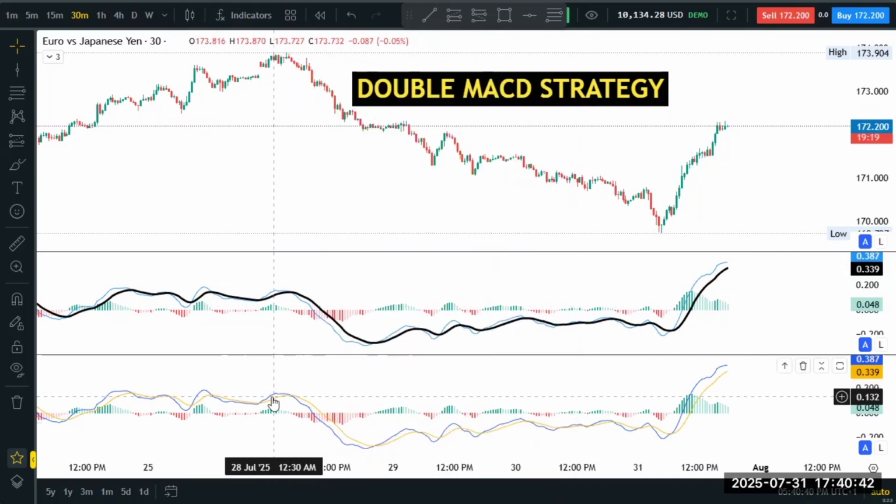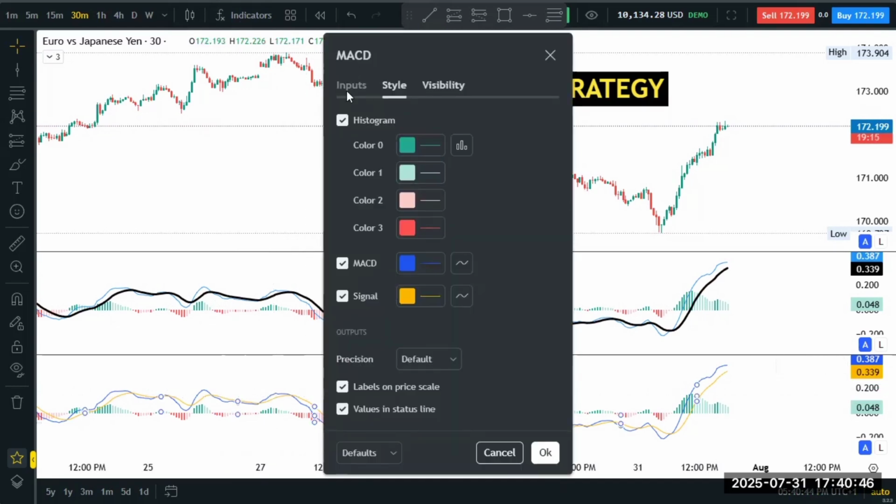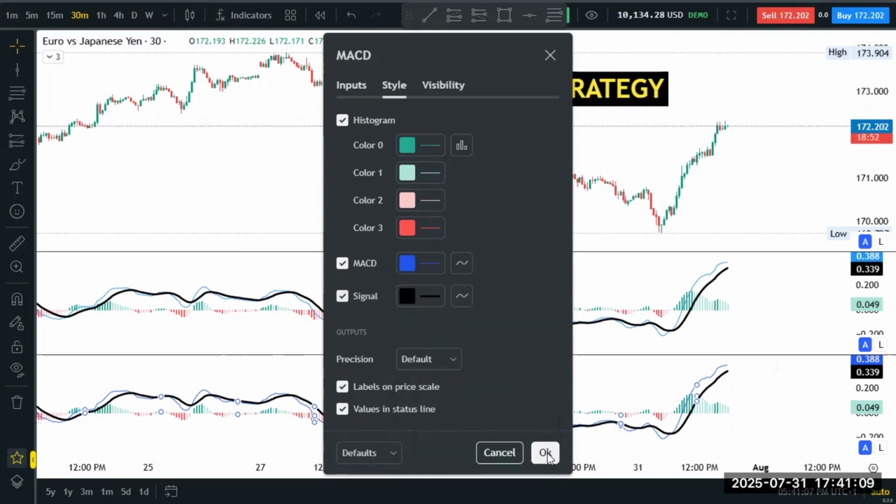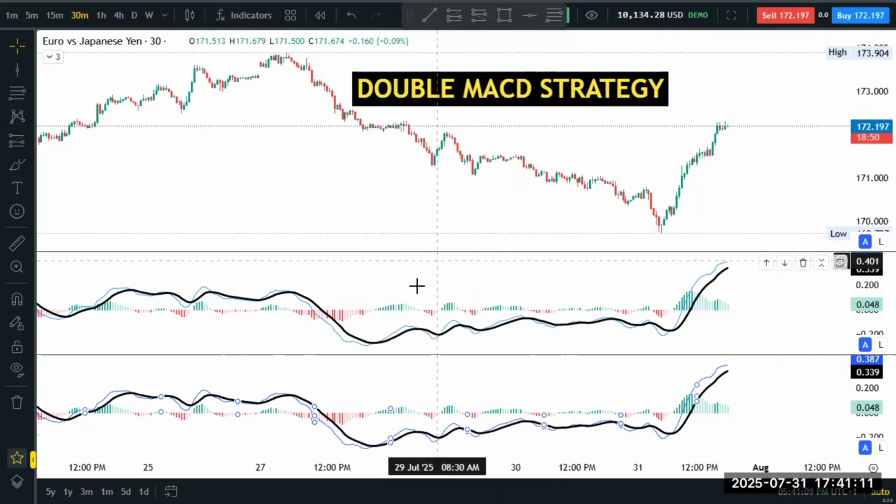Now for the second MACD, I'm going to double click. That will bring up the settings for me. Go to your signal. I'm going to also change it to black, and I'll also change the boldness or the thickness of the signal line, because I need the signal line to know when to take entries. So I am clicking OK.